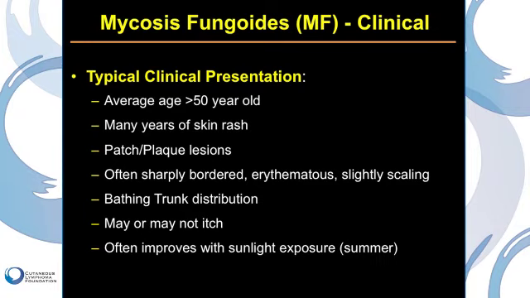Often the lesions are sharply bordered, erythematous, and scaly. The distribution of the lesions is in what we call bathing trunks, so it tends to affect the upper thighs, the buttocks, and the lower part of the abdomen. The lesions may or may not be itching. And often there's a history of improvement of the rash during the summer, which corresponds to greater sun exposure.